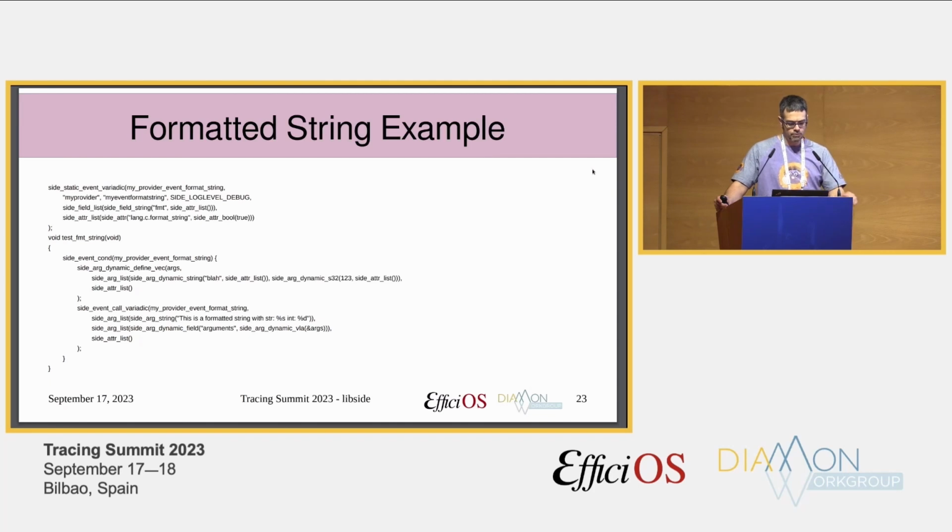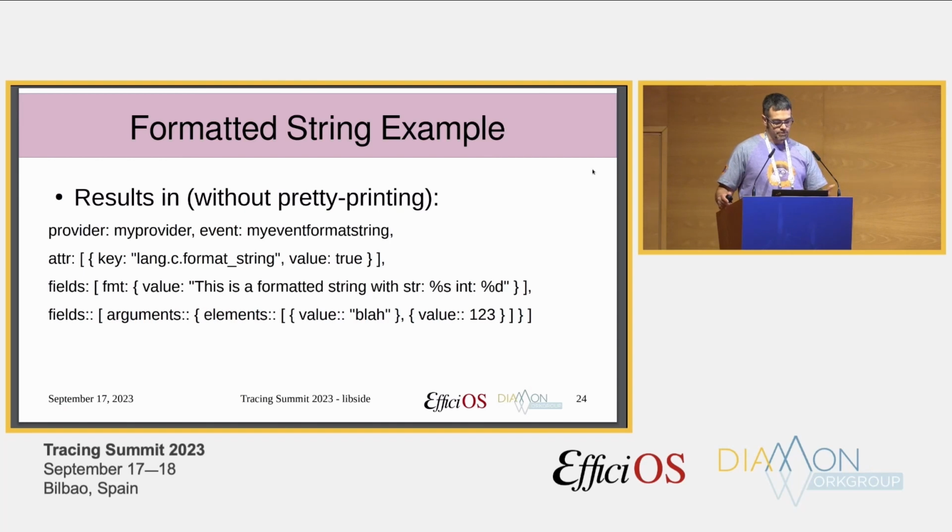And then when we do the side event call variadic, then we have the format string, and then we have the list of variadic fields, where then we can see the result. So we did define the vector of arguments just before the call. We had a string, we had a signed integer, and then we have the result. So here we are not doing the pretty printing, but we have all the relevant information in the trace to do that pretty printing if we choose to do so.